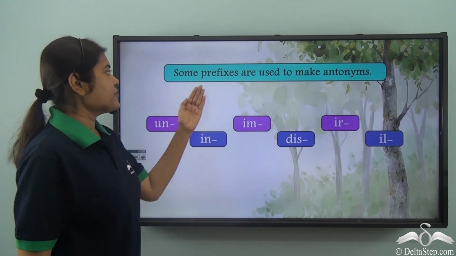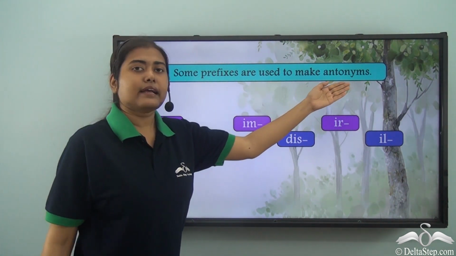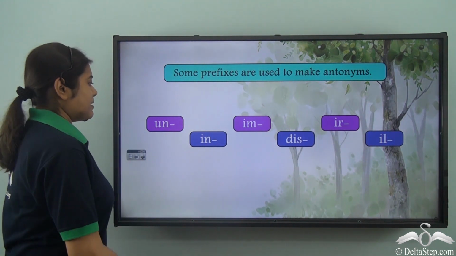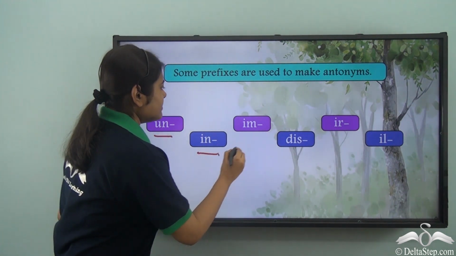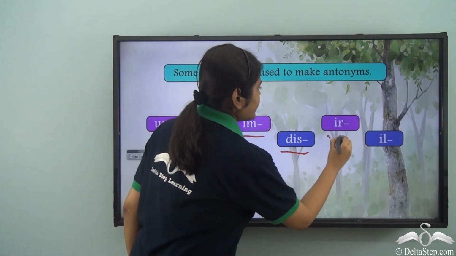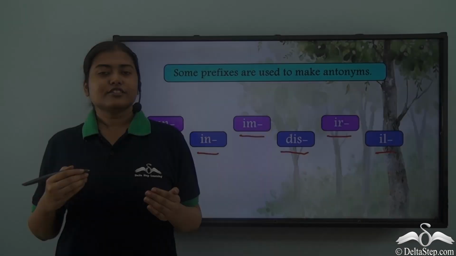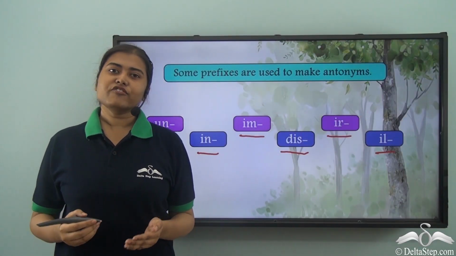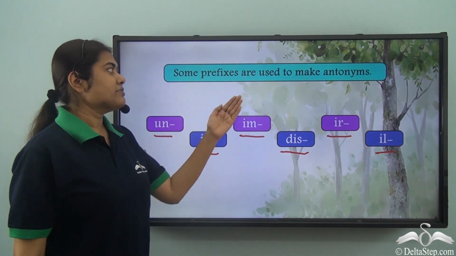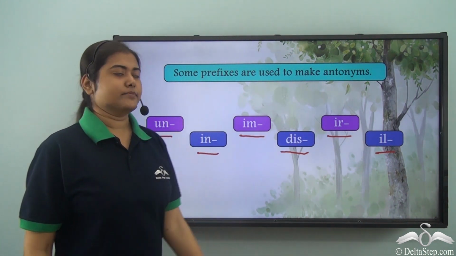Now, some prefixes are used to make antonyms. For example, un, in, im, dis, ir, il. So, this is an important usage of prefixes. They can be used to make antonyms.